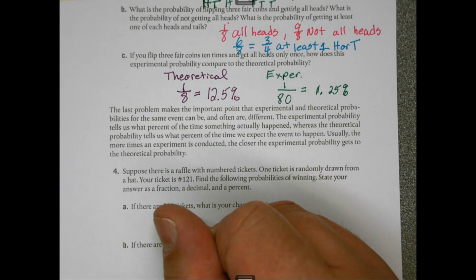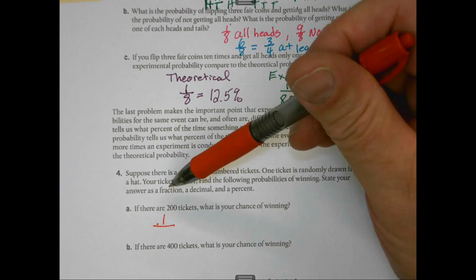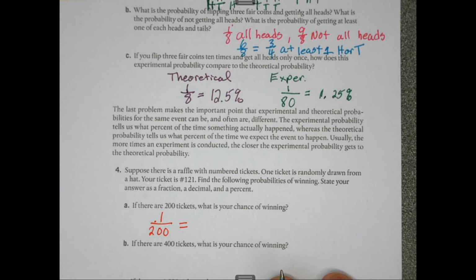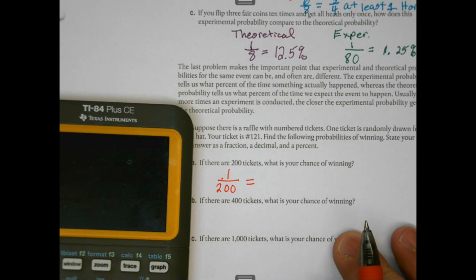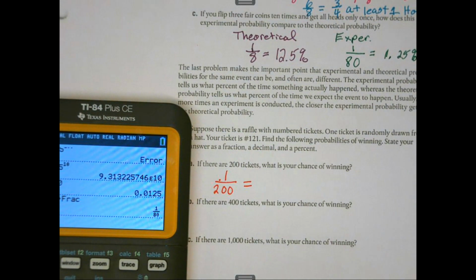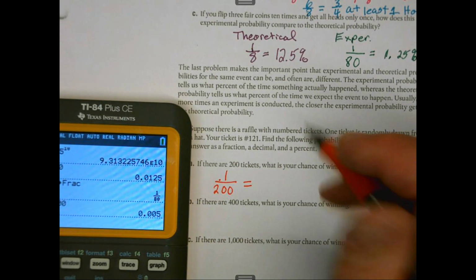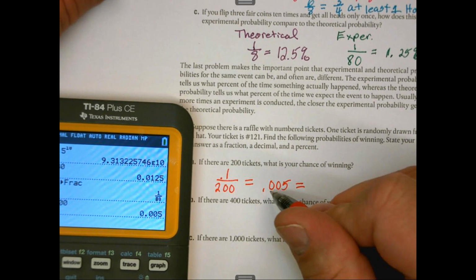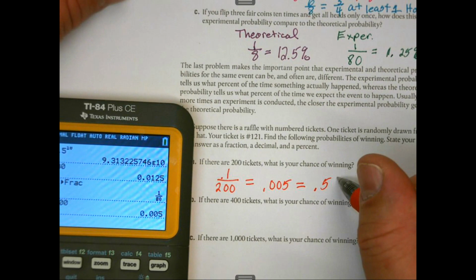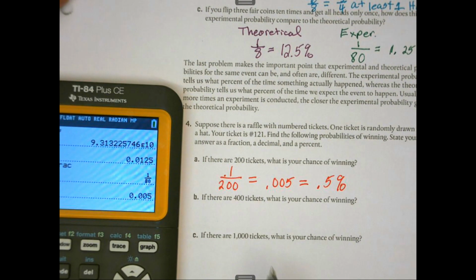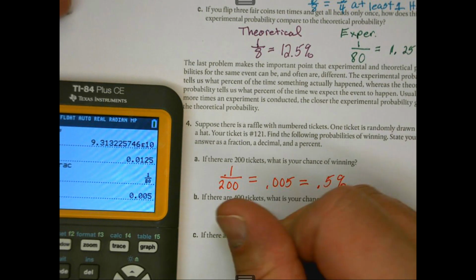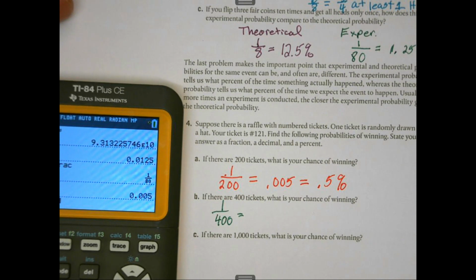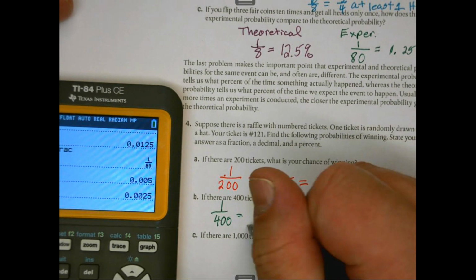There are 400 tickets. So 1 out of 400 is 1 divided by 400, 0.0025, with the decimal over, or 1/4%. If there are 1,000, 1 divided by 1,000, 0.001, and we have 0.1%.